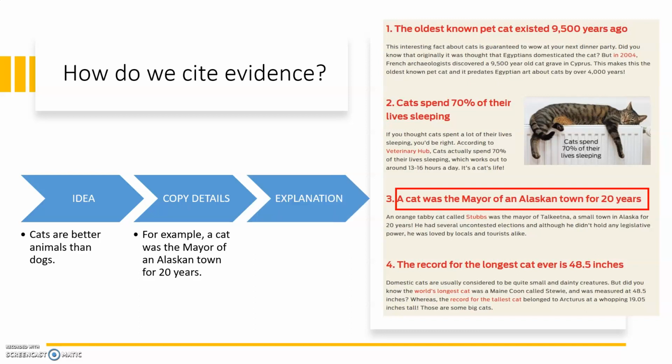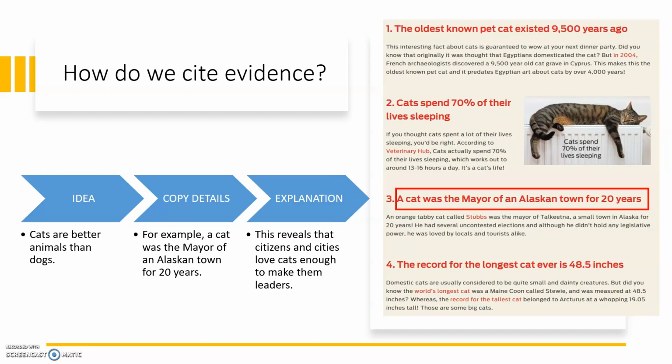Finally, I'm going to explain why the fact that this cat was a mayor makes cats better animals than dogs. So I might say something like, this reveals that citizens in cities love cats enough to make them leaders. Everybody loves cats.